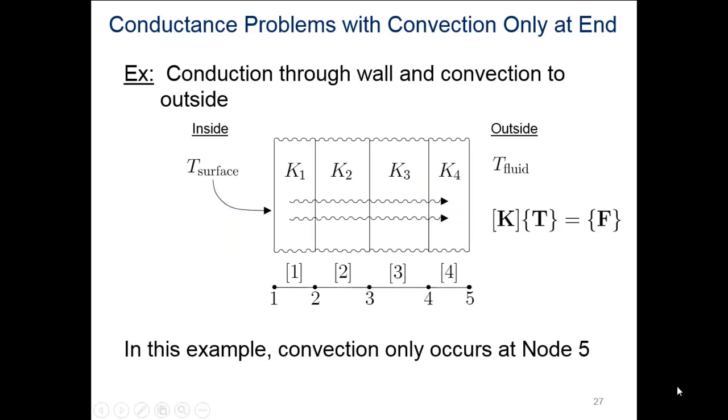So now we're going to work on a conductance problem, and we're going to have convection at one end. What we're going to look at is conduction through a plane wall, and this wall basically extends infinitely in these directions. We're just going to have convection here to the fluid, so node 5 interacts with that fluid. Again, 4 elements, 5 nodes, and we're going to develop our matrix here.